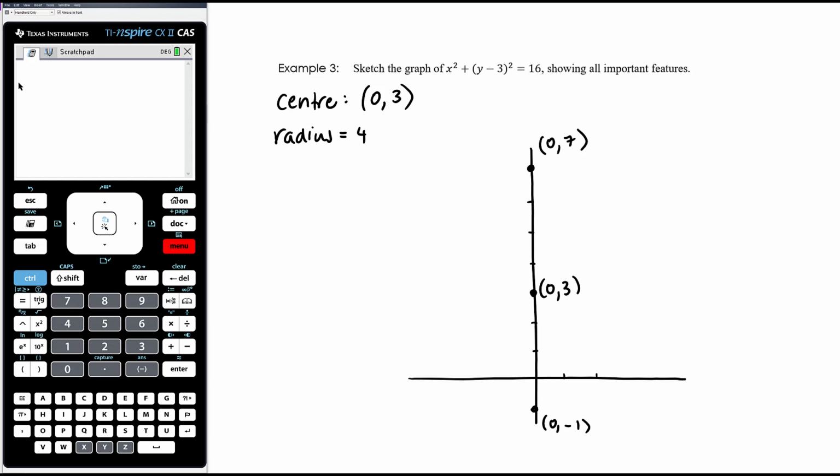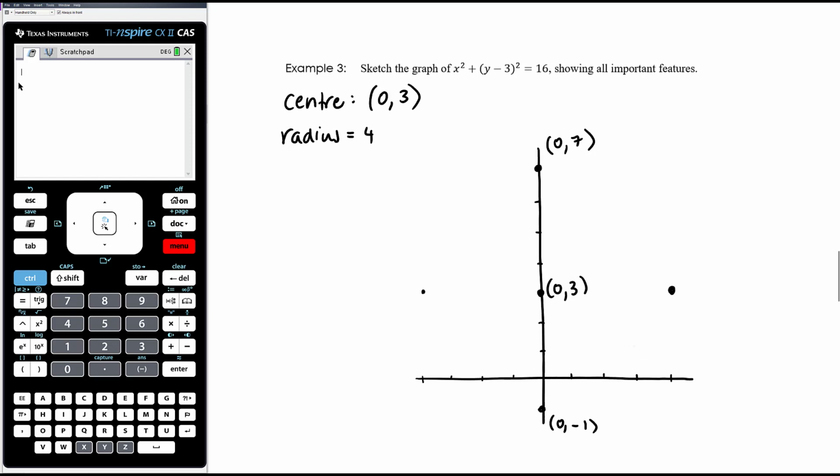Let's use a similar scale on the x-axis. 1, 2, 3, 4. So that's going to be this point out here. Again, we don't need to label that with coordinates. It's not an axis intercept or anything. But we do want to think about where it is so that we can draw in the circle. Now again, we can see we're going to be crossing the x-axis. So let's work out where we cross the x-axis.